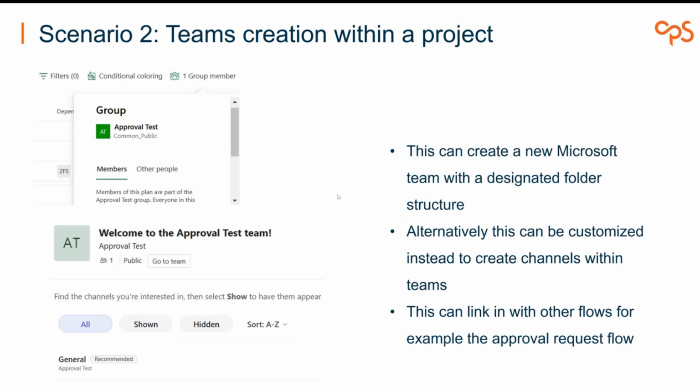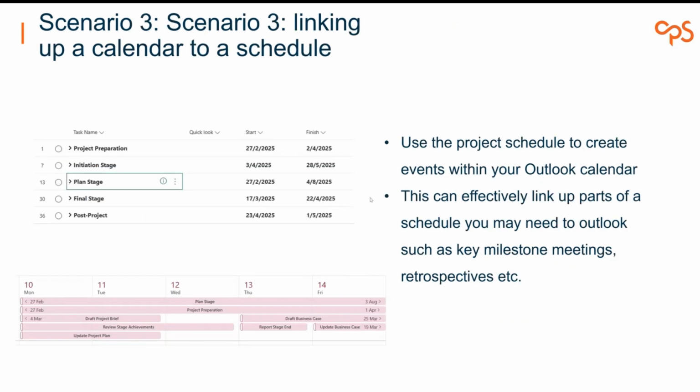The third scenario, which again leads on from this one, is linking a calendar to a schedule. This is really useful if you have summary tasks or key milestones, sprint retrospectives, things like that. Whenever a project is created, you can make Outlook events called these summaries. It's quite nice, it links everything in.